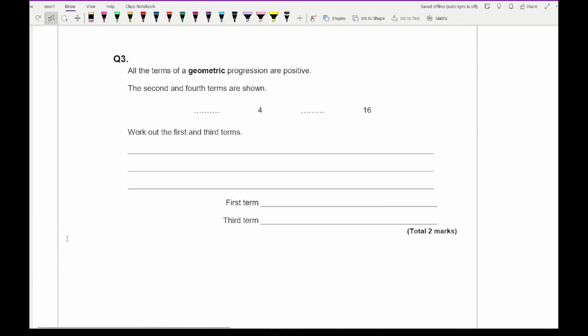Then moving on to question 3, it says that all of the geometric progressions are positive. The second and the fourth numbers are shown. Work out the first and the third term of this sequence. If I just call this x, then I'm multiplying x by r to get 4. I'm then multiplying 4 by r to get whatever this blank number is, and then multiplying by r again to get 16.